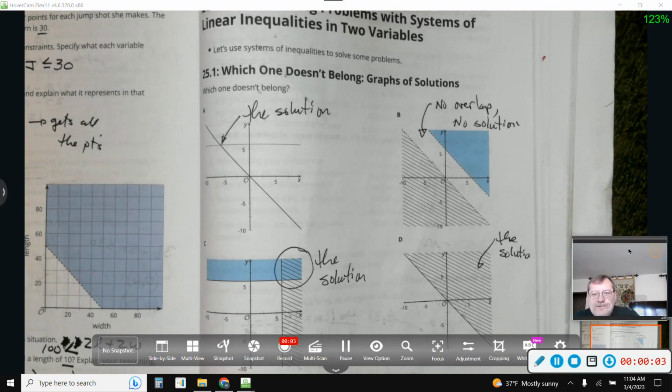Hello students, and again welcome now to lesson 25, solving problems with systems of linear inequalities in two variables.